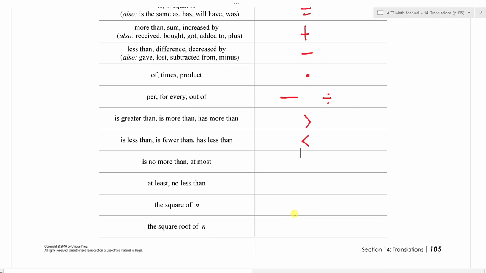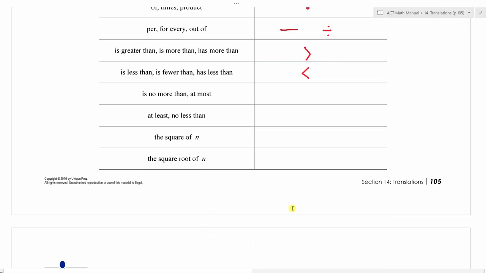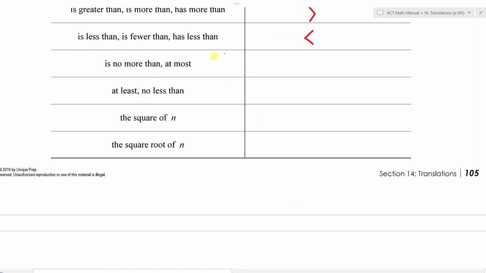The last four here are definitely the toughest for most students. These are the four that tend to stump students. I am just going to fill these in right now, and if you have trouble with these or you are not able to conceive of why these translate to what they translate to, you're going to have to ask your tutor or do a little bit more poking around on your own. Is no more than means less than or equal to. At least or no less than means greater than or equal to. The square of n is n squared, not to be confused with the square root of n, which is what I just wrote.